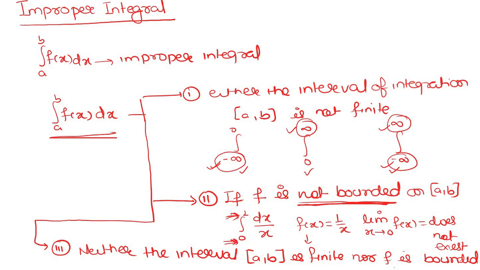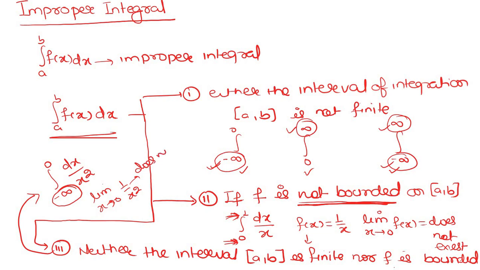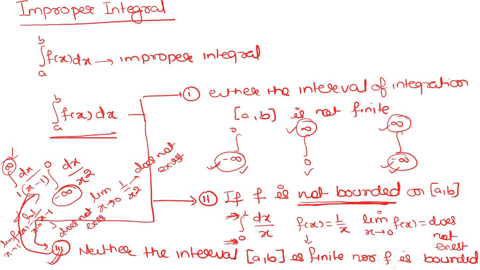If you want to see an example of the third condition, let's see minus infinity to 0, dx upon x square. Here one of the limits is infinite, and if you calculate the limit as x tends to 0, 1 upon x square does not exist. So this is the example for this third condition. You can also construct more examples, like 1 to infinity dx upon x minus 1. In this case, one of the integration limits is infinite, and if you calculate the limit of the function f(x) equals 1 upon x minus 1 as x tends to 1, this limit does not exist. So this is an example of the third condition.